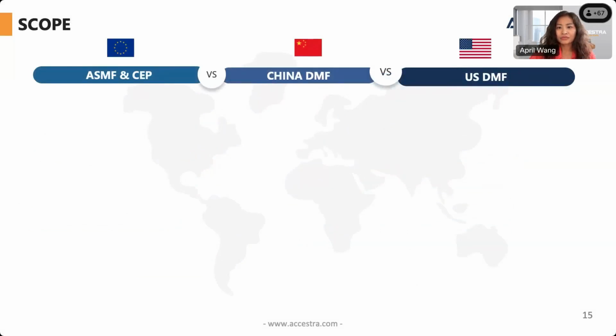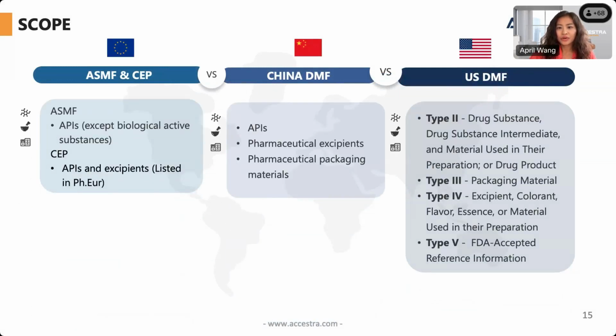The second difference is the scope of product categories for DMF filing. For EU ASMF, it's only applicable for active substances, whereas CEP is for both APIs and excipients. For China, DMF is applicable for all AEP products. And for the US, the DMF covers AEP and also other categories listed down here.